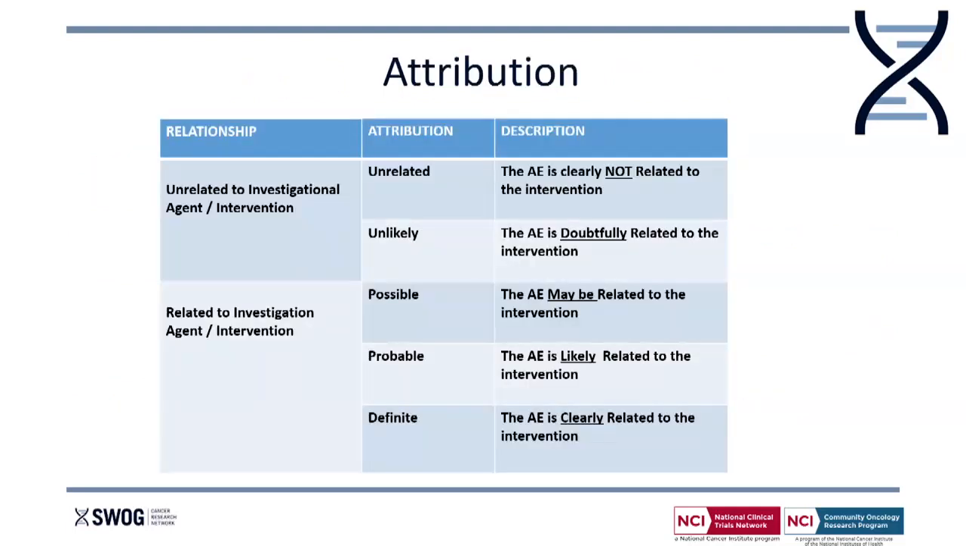When you're talking about the attribution of the AE, you're talking about the relationship to the protocol treatment. There's two larger categories of attribution. The first one is unrelated and the second is related. And within each of those overall categories, there are subsets, subcategories within the attribution as well. The overall category unrelated also contains unrelated and unlikely. And then the overall category of related could be possibly, probably, or definitely related.